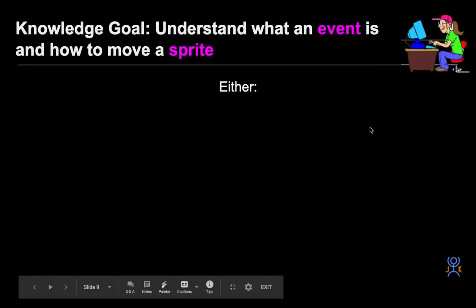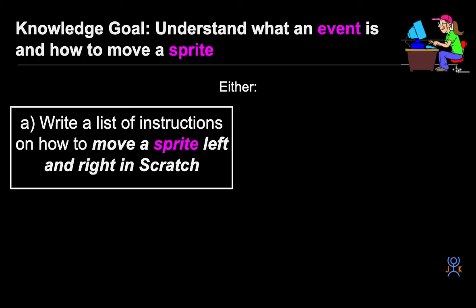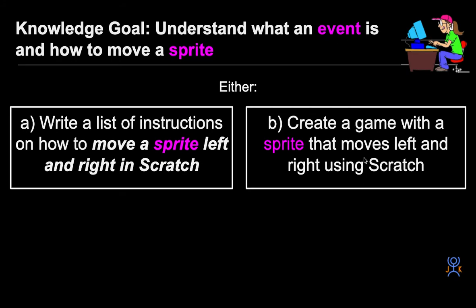Right, so having done all of that, here's what you're going to do. You're going to either write a list of instructions on how to move a sprite from left to right in Scratch. So from watching this video, write yourself a set of instructions, or actually engage with the lesson and follow what I've done. Create a game with a sprite that moves from left to right using Scratch. So either write instructions explaining what I've done in the video, or follow what I've done in the video. I really hope you choose this option, because we're going to be making a rather splendid game over the next couple of weeks.